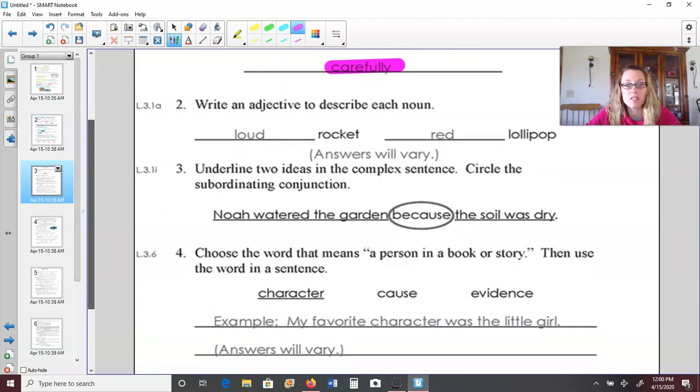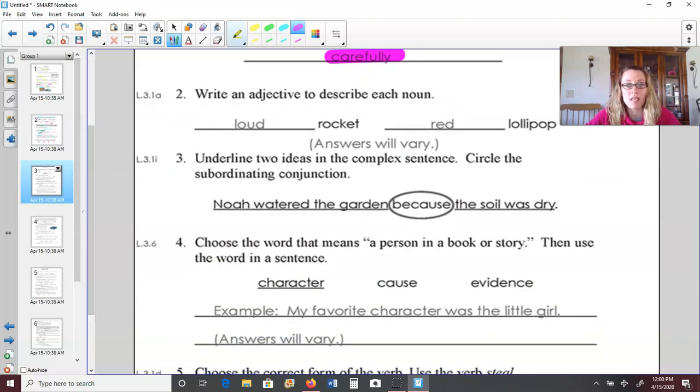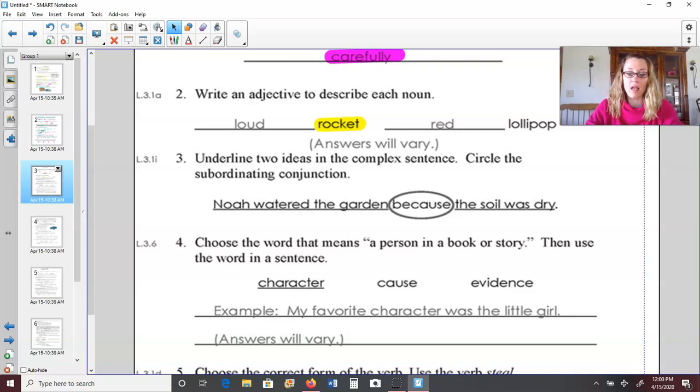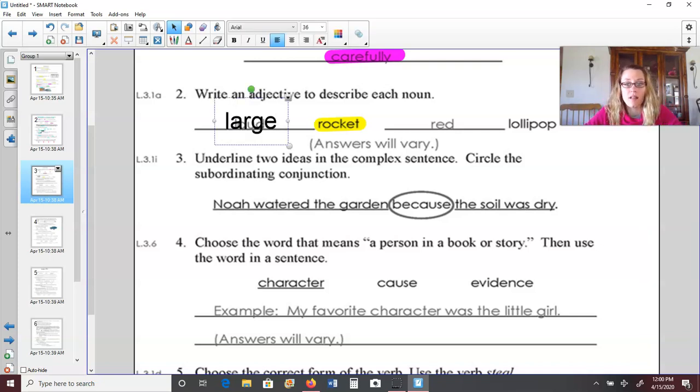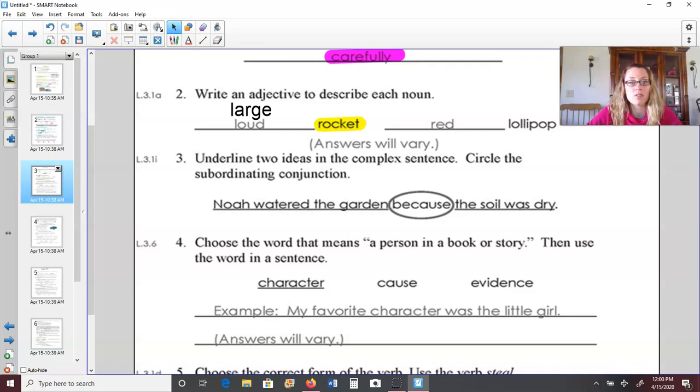Number 2, we need to write an adjective to describe each noun. So we need to describe a rocket. They said a loud rocket. How about if I said a large rocket? That would describe the rocket as well, just telling us more of the size. So think of what you could say to describe a rocket. You could describe the size of it, the shape of it, the color of it. Any of those words would be adjectives.